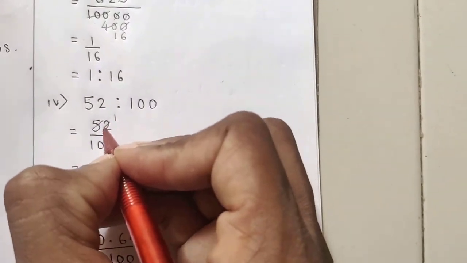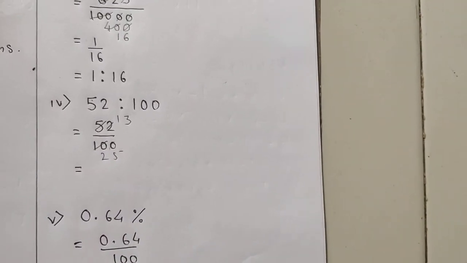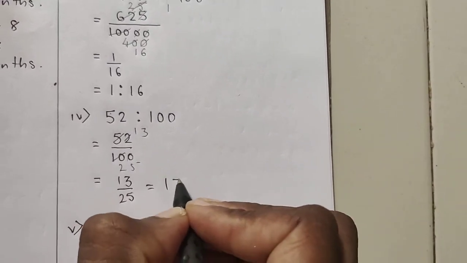The fourth one is remaining, so let me do that also. This is 4 1s, 4 3s, this is 2s and 5s. So you are going to get 13 upon 25. So 13 is to 25.